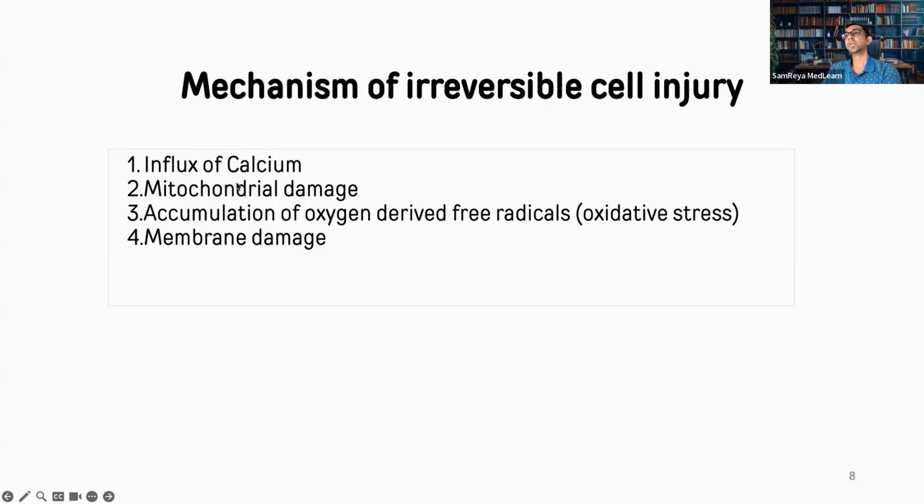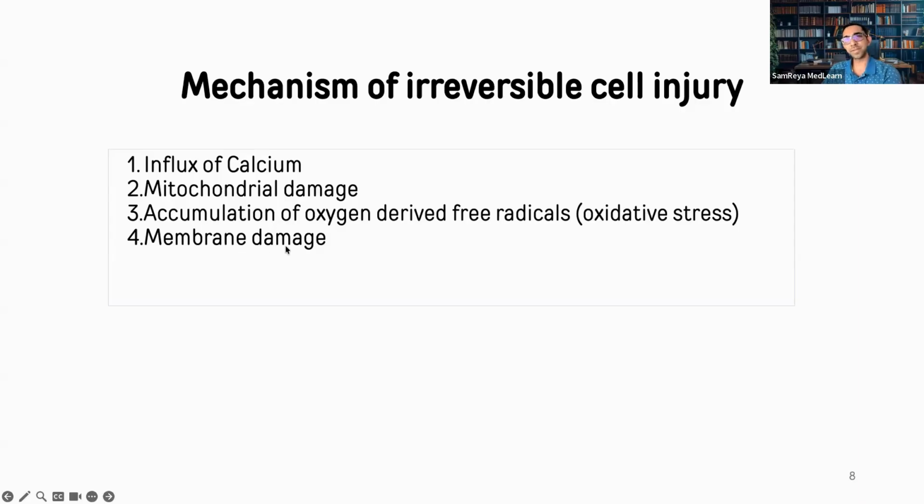Okay, so you might ask me, does influx of calcium not happen during reversible? Did mitochondrial damage not happen? We just mentioned mitochondria had some issues with oxidative phosphorylation in the reversible stages. Then why is this again listed as a feature of irreversible cell injury? Accumulation of free radicals, does it not happen in reversible? Does it only happen in irreversible? Membrane damage, we again just mentioned that certain membrane disruption does happen in reversible stages.